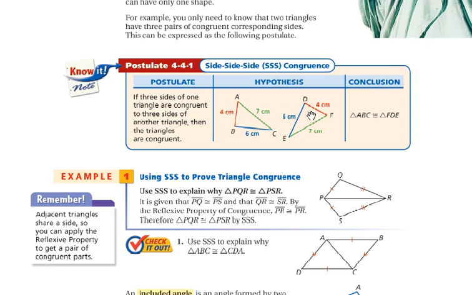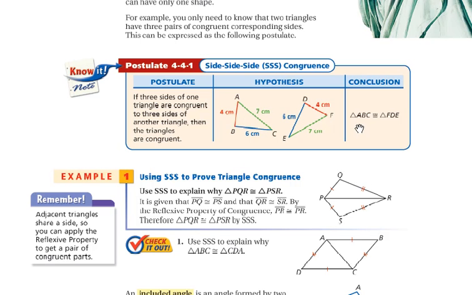So the first one here is something called the side-side-side or SSS congruence, and basically it's saying if three sides of one triangle are congruent to three sides of another triangle, then the triangles are congruent, and that might make perfectly good sense. If all the lengths of the sides are the same, the two triangles are congruent.